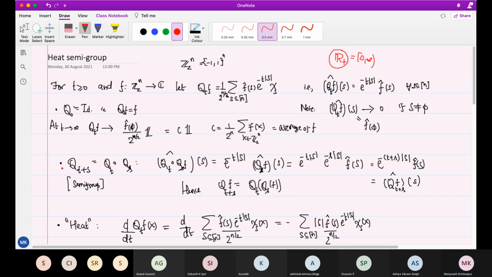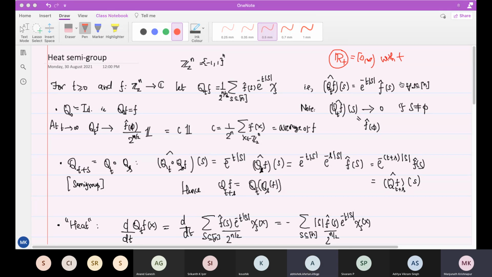Thanks. Isn't it isomorphic to R plus with addition? Because Q_0 is. Wait a second. No, you're right. Sorry. Yeah, you're right. R plus with plus. Sorry, Q_T composed with Q_S is Q_(T plus S). So T and S give you T plus S, not multiplication, addition.